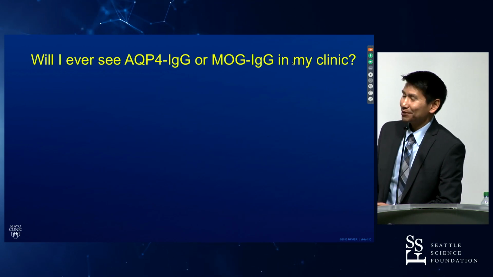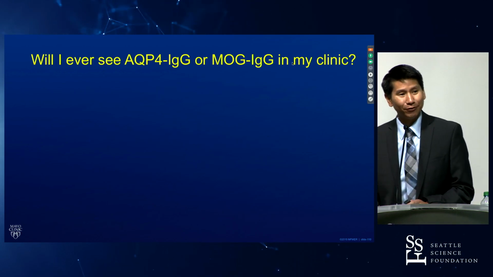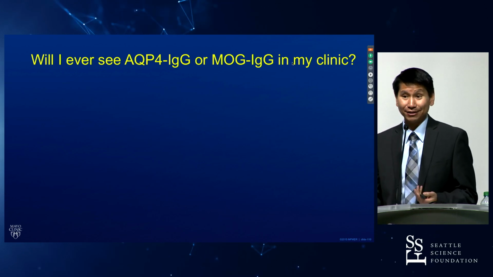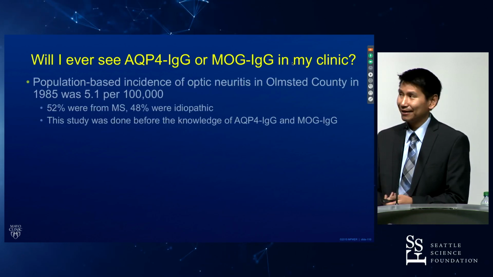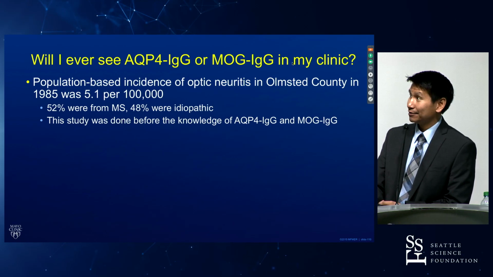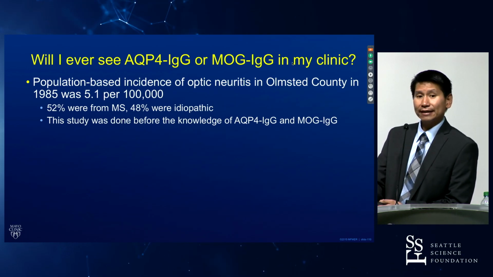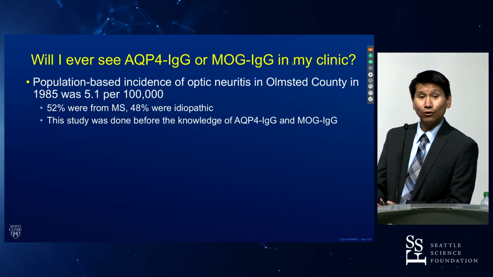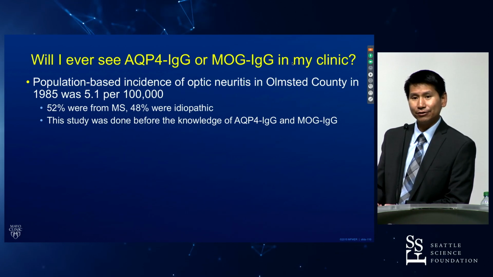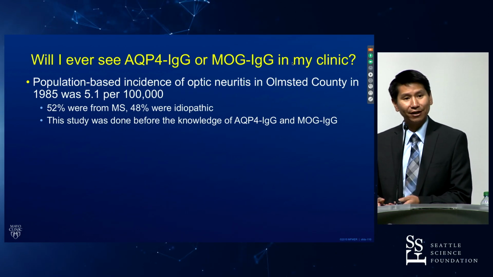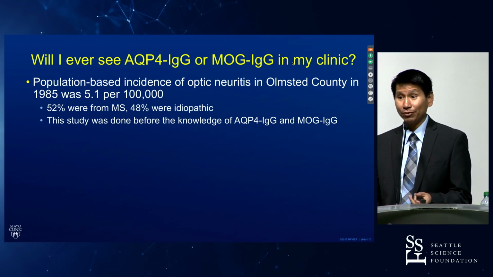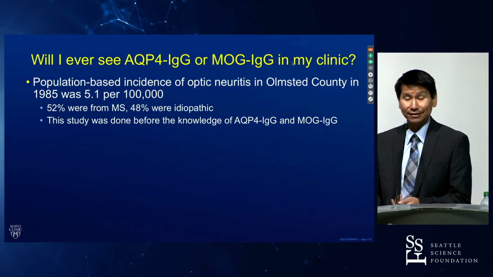I guess one question people will wonder is, will I ever see aquaporin 4 or MOG in my clinic? And the question is, how common is it? That's something that we wanted to look at. A lot of studies on the incidence of diseases come from Olmsted County because there's a resource called the Rochester Epidemiology Project where we can actually get population-based incidences on various diseases.